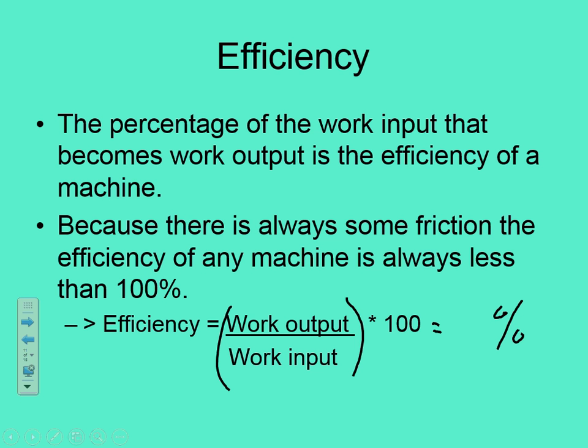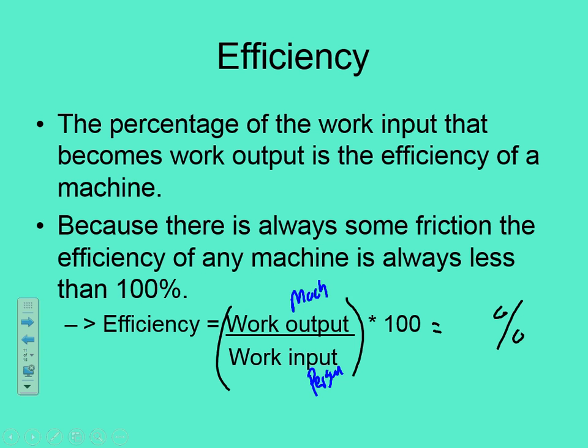The reason you multiply by 100 is because you always want that as a percent. When you just do work output divided by work input, you're going to get a decimal. So work output is the machine divided by the person, the work done by the person.